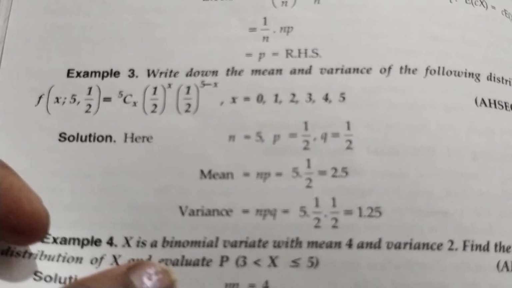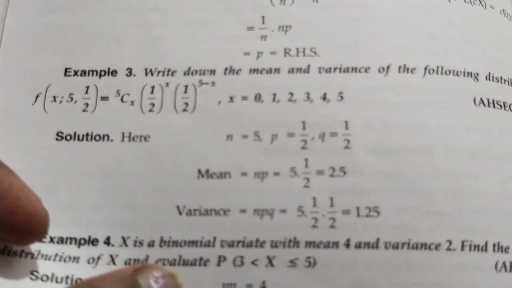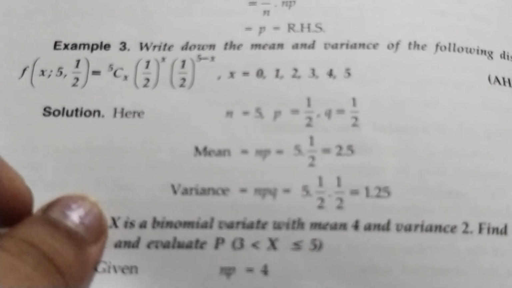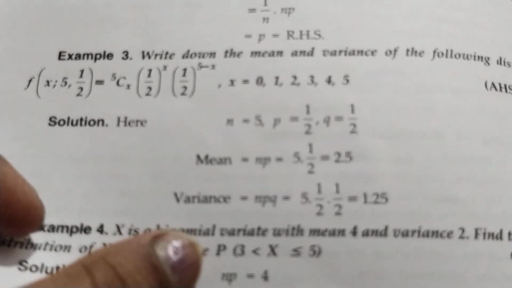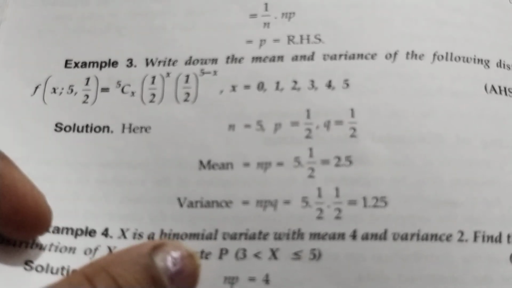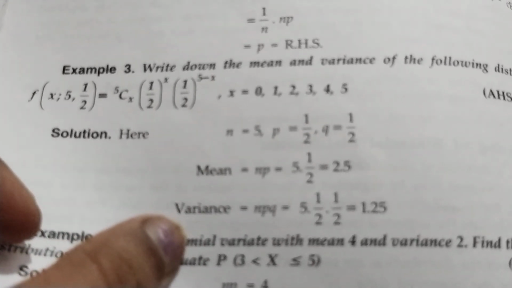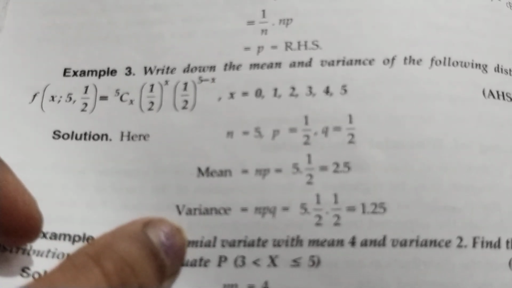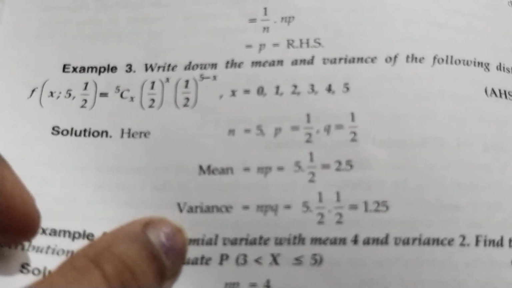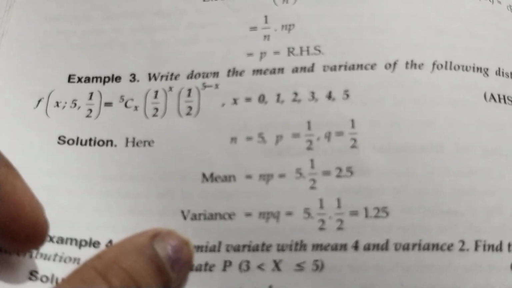Then the mean is equal to np, which is 5 into 1 by 2, which is 2.5. That is your mean. Next the variance, because we are asked to find the mean and variance. We get the mean because we know the n and p values. The variance is npq, so 5 into half into half, which is 1.25. It is complete, because we are asked only to find the mean and variance.